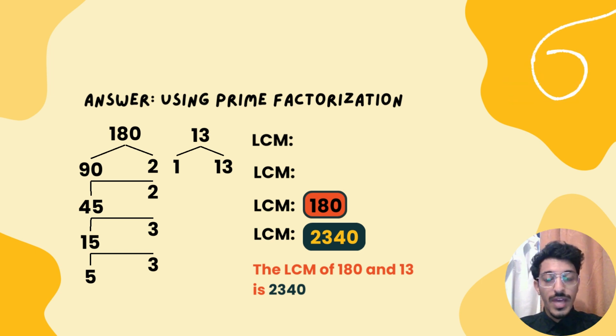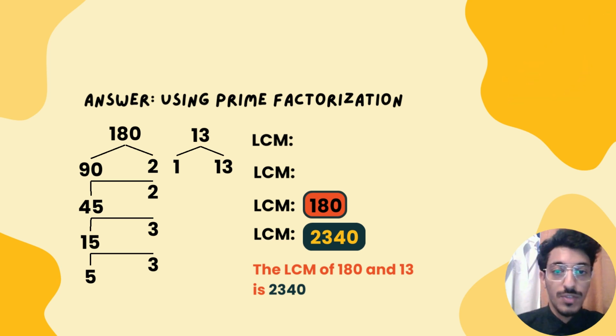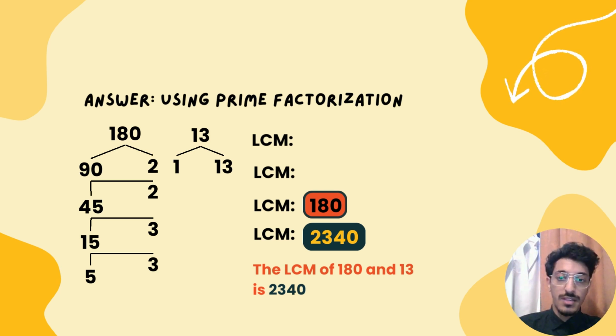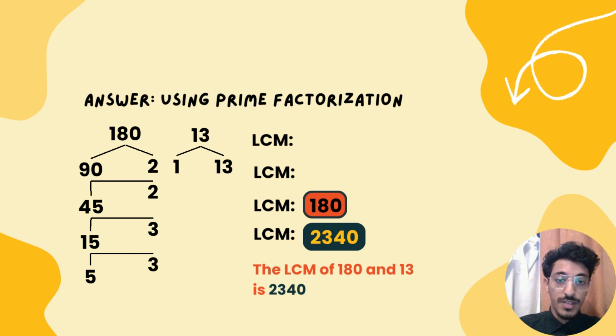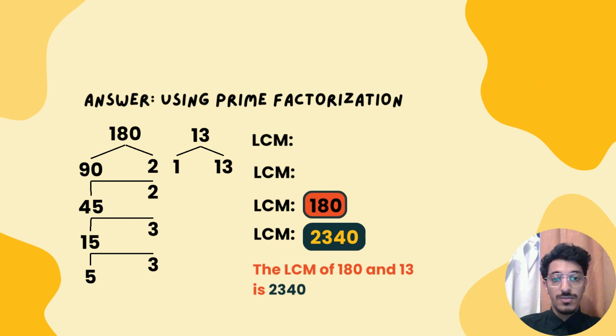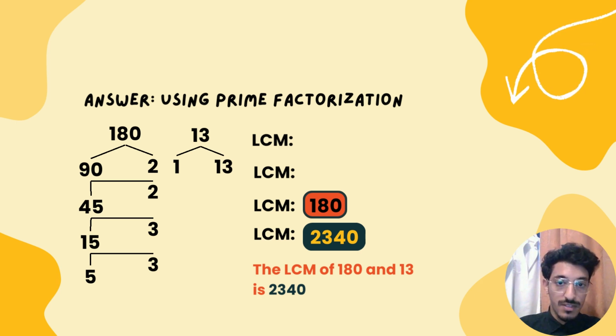So here we have two 2's, so it will be 2 to the power of 2. For 3, we have two 3's, so it will be 3 to the power of 2, and 5 only once. And the same goes for 13. So 2 multiplied by 2 will be 4. 3 multiplied by 3 will be 9, and here 5. And beside the 5 is 13.